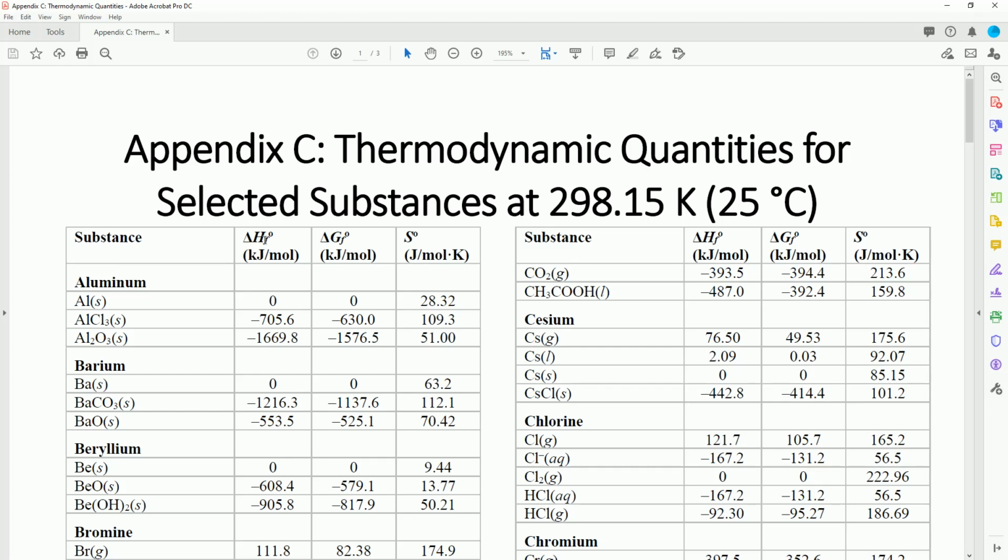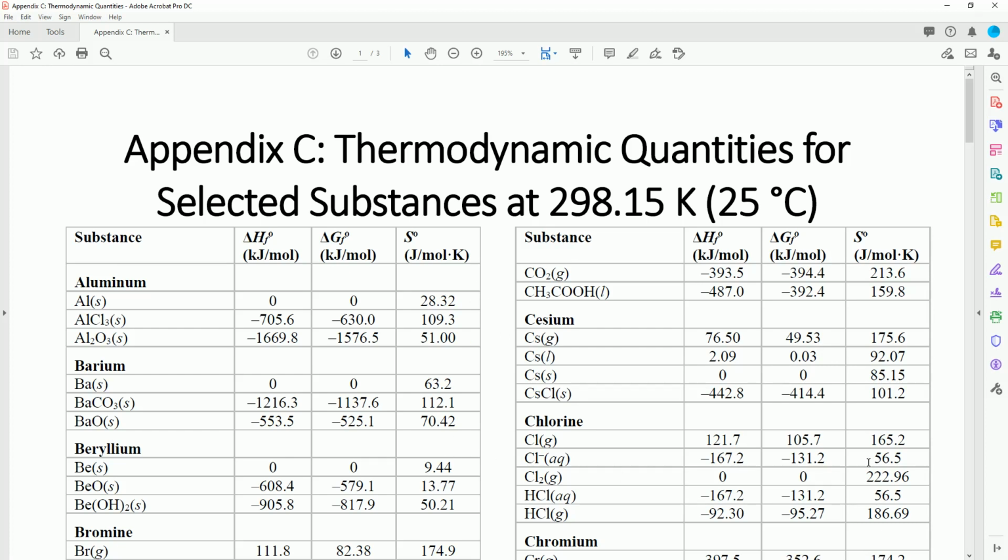So the first quantity is enthalpy. We've talked about enthalpy before in Chapter 5. We're going to be using enthalpy again. These are enthalpies of formation. We will talk a little later in this chapter about the Gibbs free energy of formation. And then this final quantity is the standard molar entropy. And that's the number that we are interested in.